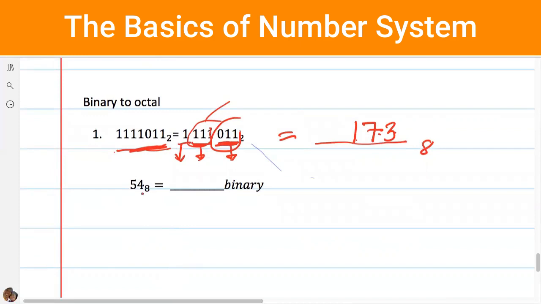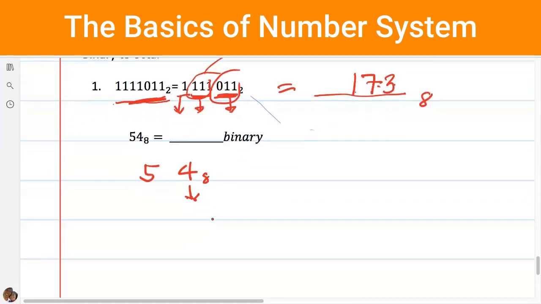It is very simple. All you have to do is to write 4 and 5, and take note, we are going to represent each in 3 digits. This is in octal. So if you are going to convert this to binary, just convert each of the digits. Like for example, what is the binary form of 4? 4 in binary is 1, 0, 0. What about 5? That is 1, 0, 1.